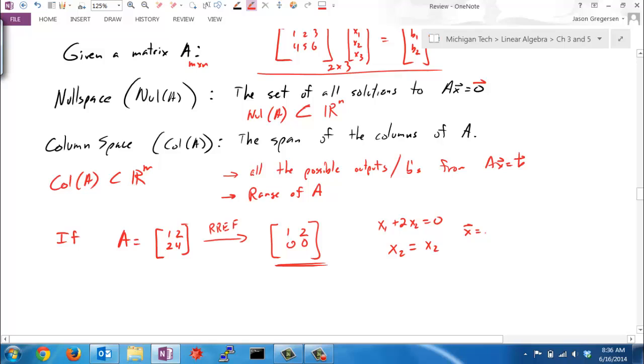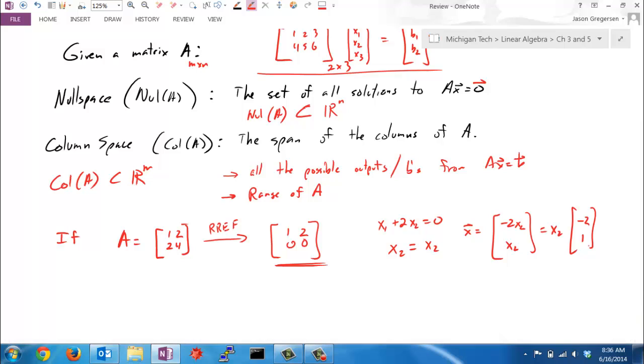So my solutions to the homogeneous equation would look like negative 2x2 and x2. Or they would look like any number times negative 2 and 1. So any number times negative 2 and 1 would be a solution to the homogeneous equation. Negative 2, 1, negative 4, 2, negative 6, 3. Any number times that vector negative 2, 1. Negative 2, 1 is really a basis for the solution space.